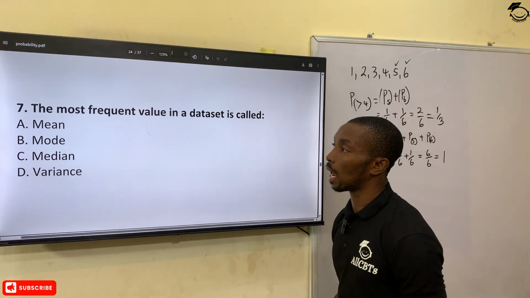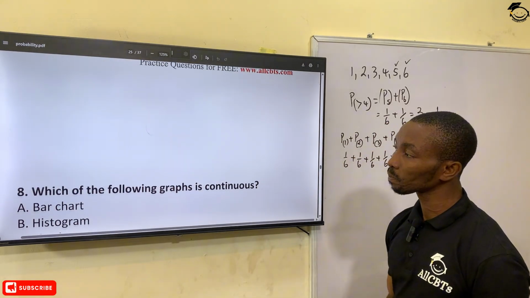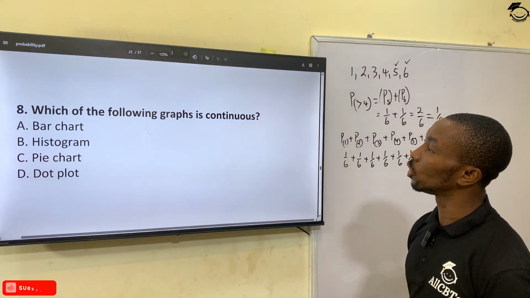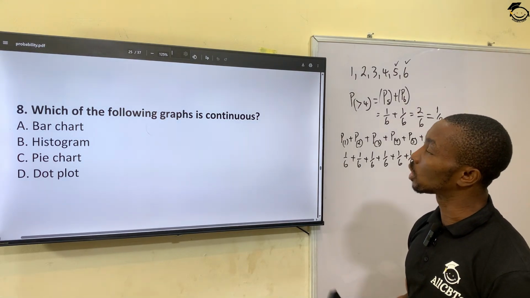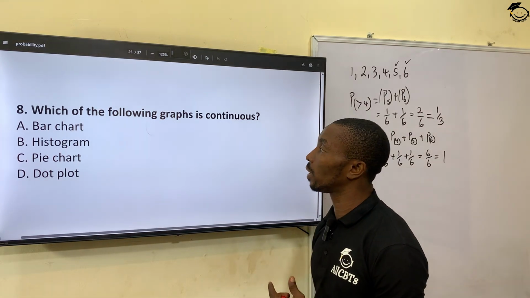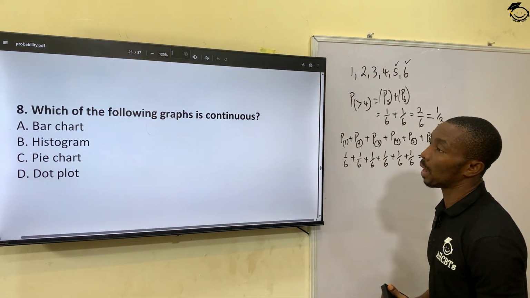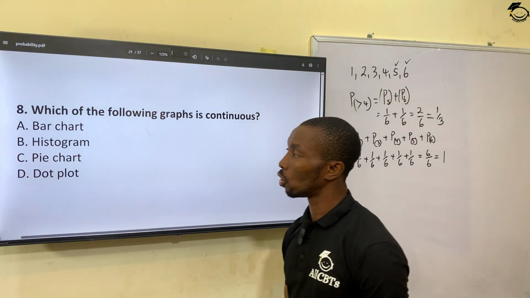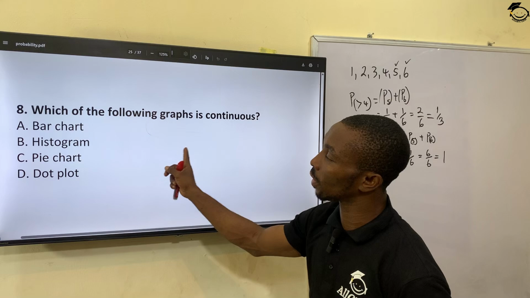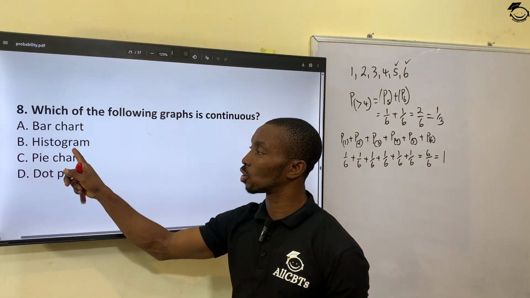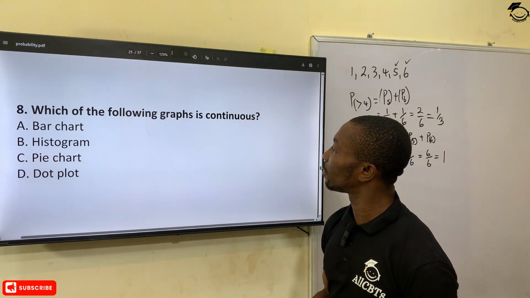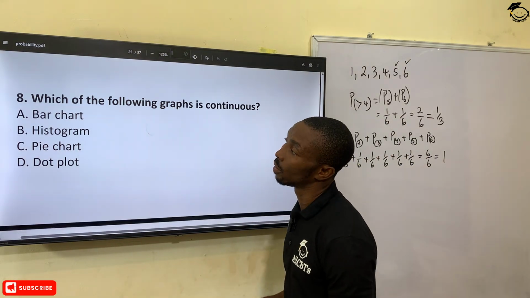All right. Our next question says, which of the following graphs is continuous? Now, when we look at bar chart isn't continuous, okay? But the continuous one here is a histogram. A histogram is a graph that is continuous.